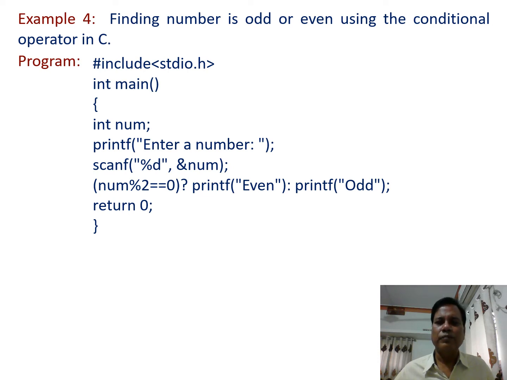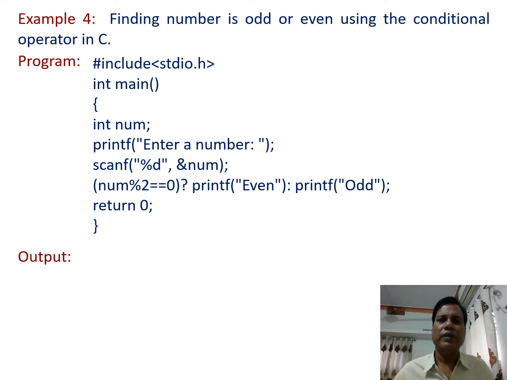Then num modulo 2. To check whether a number is odd or even, we divide the number by 2 and observe the remainder. If the remainder is 0, the number is even; if the remainder is 1, the number is odd. So if this first expression, this condition, is true, then we print the true part, "even". If the condition is false, then we print "odd".